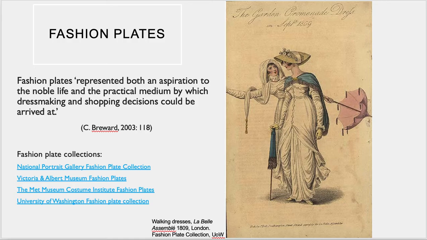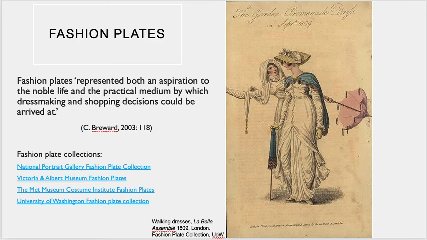So here I've included a quote by the fashion historian Christopher Breward, and he argues that fashion plates in the 19th century, I quote, "represented both an aspiration to the noble life and the practical medium by which dressmakers and shopping decisions could be arrived at." So what Breward suggests here is that these images had a dual function of hinting at an idealised existence and beauty, when no one ever looked like a fashion plate.